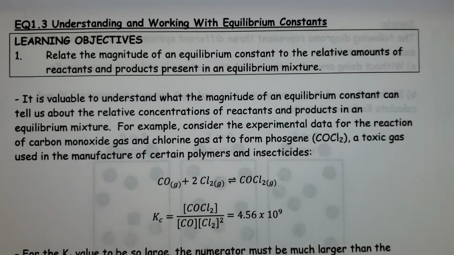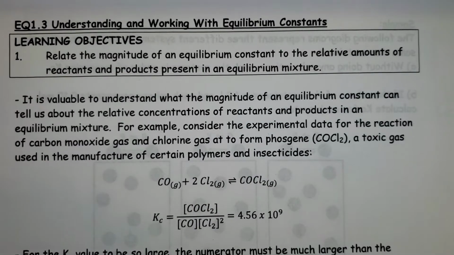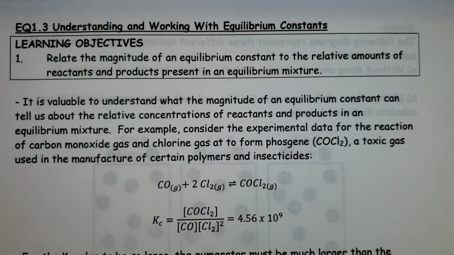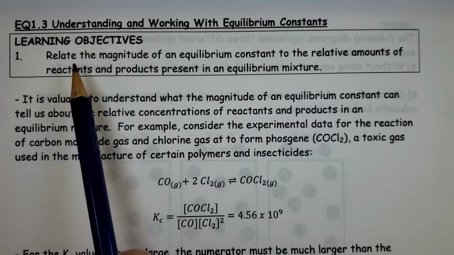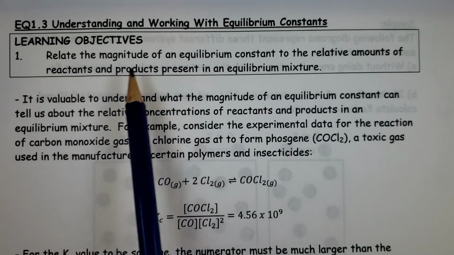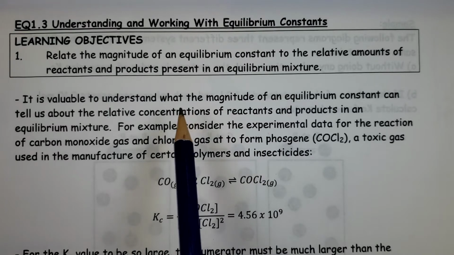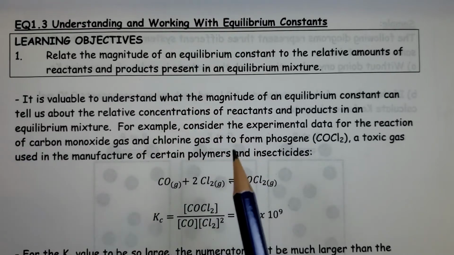Welcome back, Chemistry 30. This is EQ1.3, Understanding and Working with Equilibrium Constants. So in EQ1.2, we saw what the equilibrium constant was, how it's calculated, basically a ratio of products to reactants. So here we're going to relate the size or magnitude of an equilibrium constant to the amounts of reactants and products present in an equilibrium mixture.